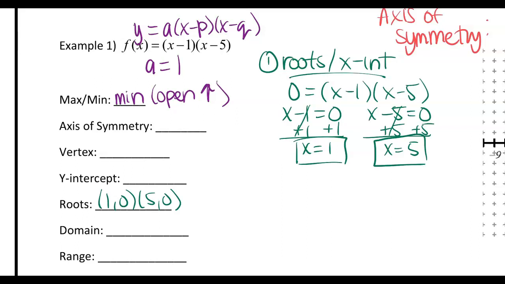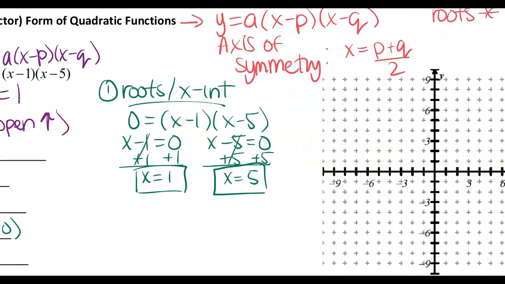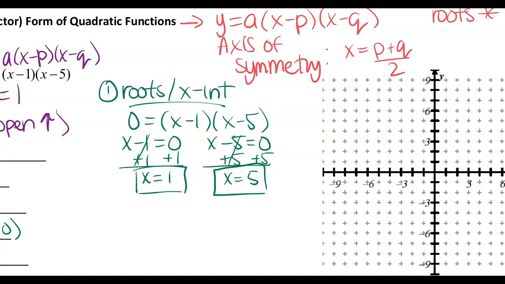Next, I did say that I can find my axis of symmetry from here. So let me scroll back up. Axis of symmetry: it takes the p and q values that you just found, and it asks you to divide them by 2. A lot of students ask me, well, Ms. Tapia, which one's p and which one's q? My favorite answer is it doesn't matter. This can be your p value, this can be your q value, or if you want to be different, you can say this is your q and this is your p. I really don't care. You're just going to add the two numbers, whatever the x-intercepts are, and take half of it.